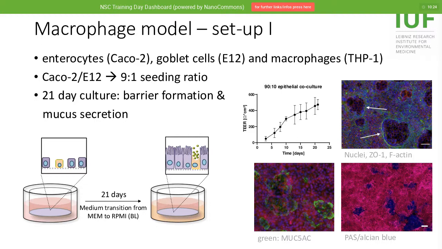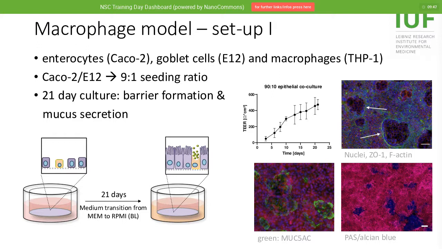So therefore, we are here talking about a triple culture model of enterocytes, goblet cells, and a macrophage-like cell type. Setting up this model can actually be divided into three individual stages. The first stage is focusing on the epithelial co-culture that is seeded onto transwell filters. Here, CACO2 and E12 cells are seeded in a 9:1 ratio and then maintained for 21 days in culture to allow for barrier formation as well as mucus secretion.